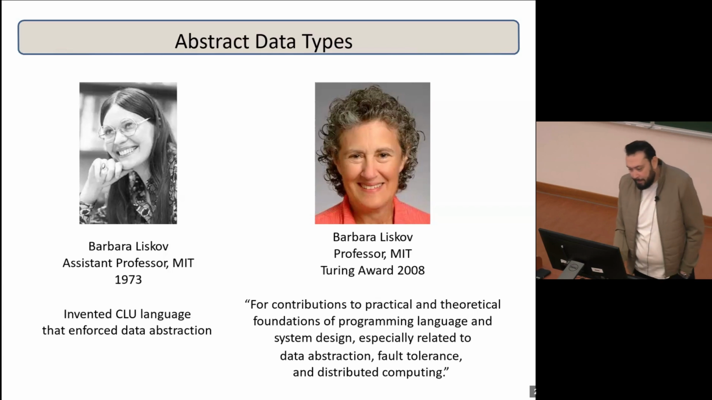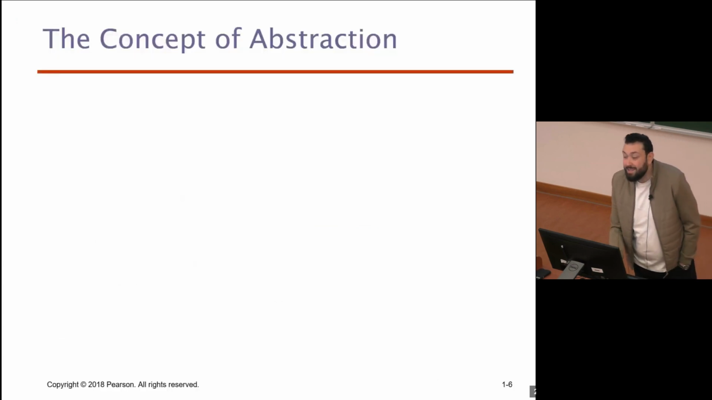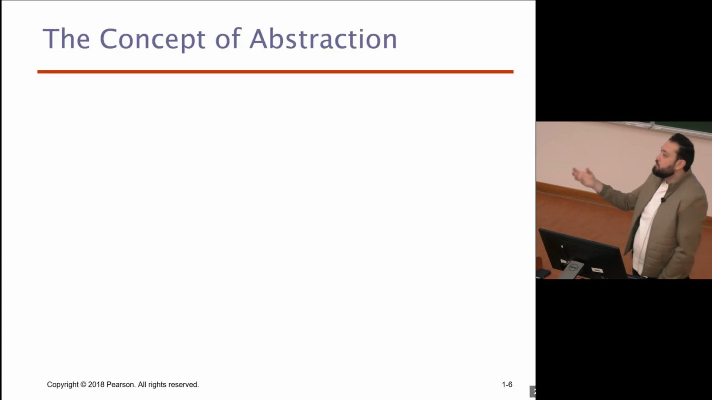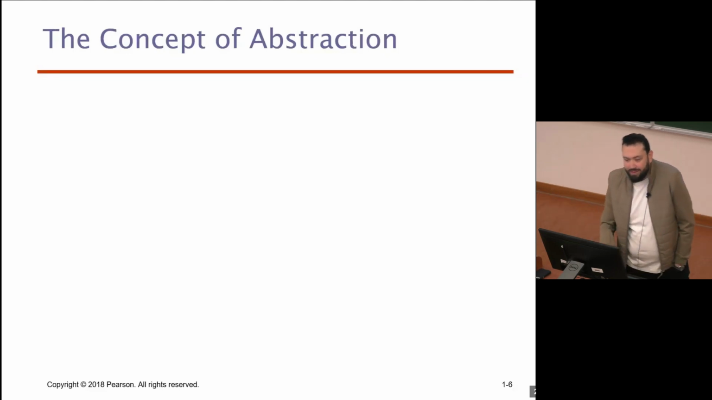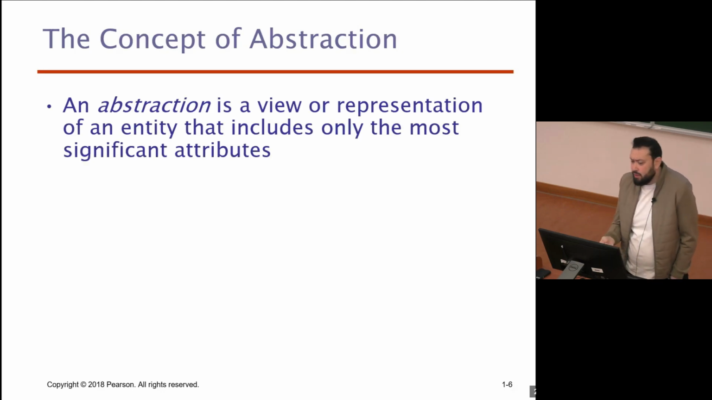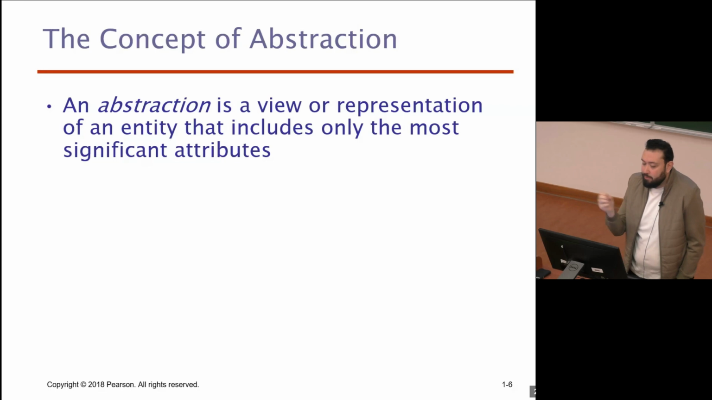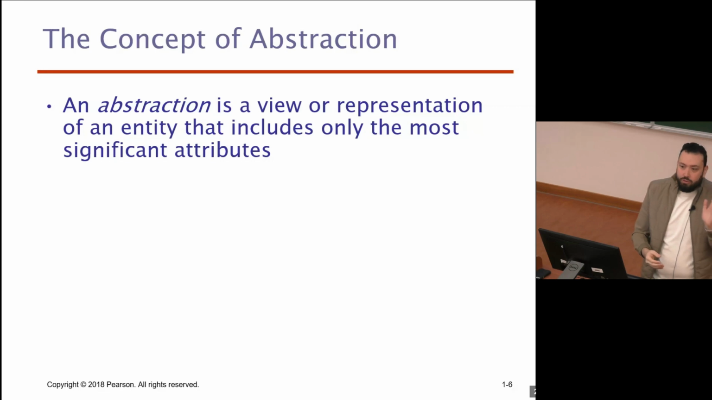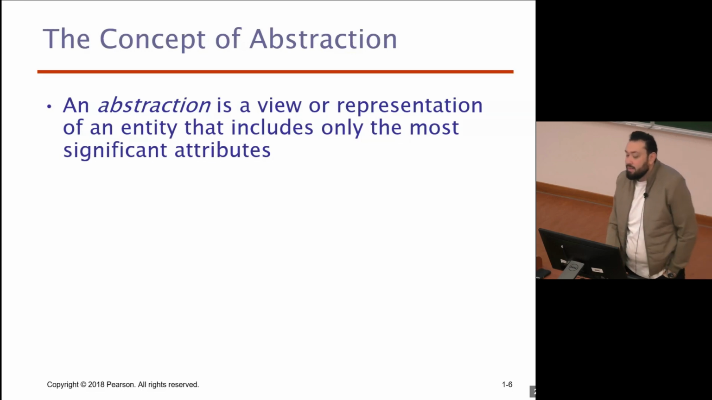Now, if we want to go with the concept of abstraction, before even going to the abstract data type, what is an abstraction? Abstraction is a view or representation of an entity that includes only the most significant attributes. If I ask, what is the abstraction of your smartphone, you're going to tell me this interface, these most important things for me, that's the abstraction of the whole smartphone. Even though if you open it, there are so many more details and complex stuff in it, in an abstract way, it's this thing that you hold in your hand. That's the abstraction of the idea of the smartphone.